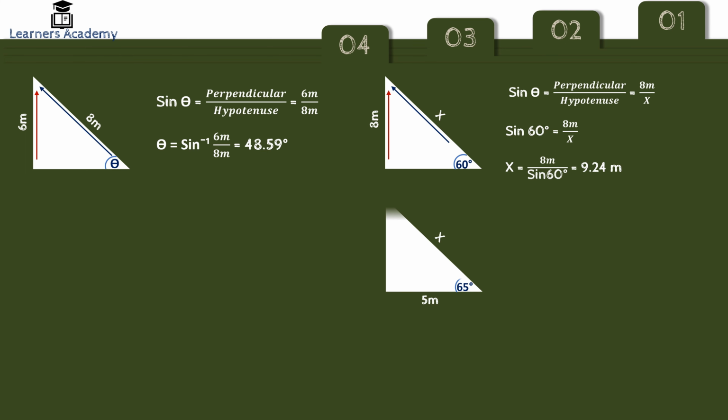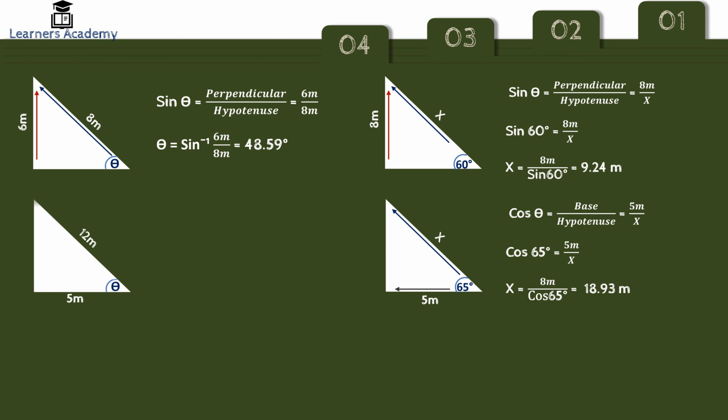In the third problem, we are given a base 5 meters and an angle of 65 degrees. We need to find the hypotenuse. Let's assume the hypotenuse is x. We have learned that the ratio of base to hypotenuse is cos theta, so we'll apply it and make x the subject, then we'll divide 5 meters by cos 65 degrees to get x equals 18.93 meters.